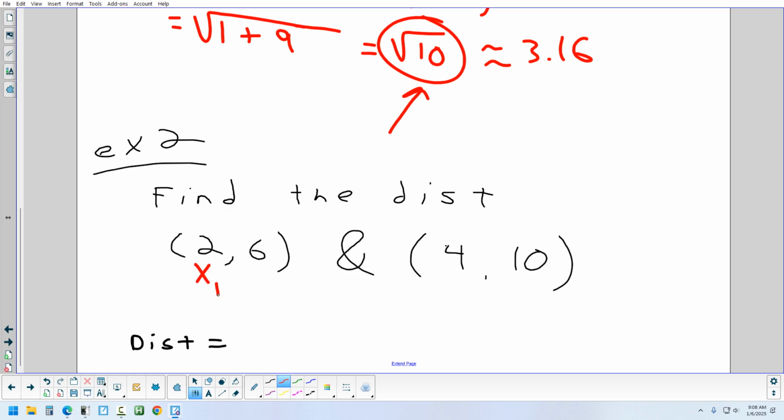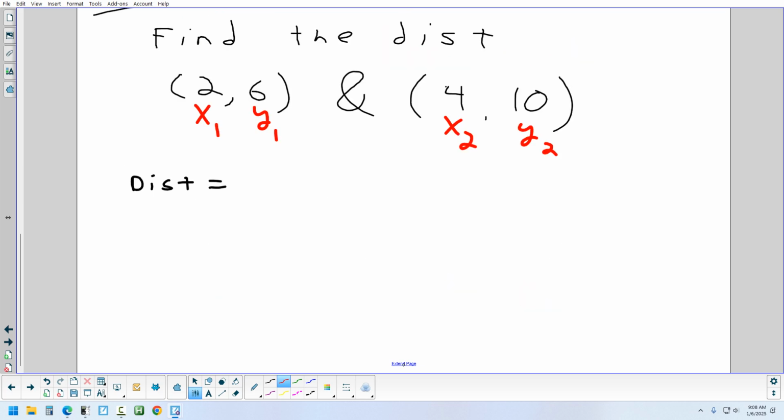Okay. The 6 has to be what? It has to be y1. Nope. And the 4 will be, that's my x2, and y2. Okay, so let's set it up. Fill everything in. Let's see what we get.